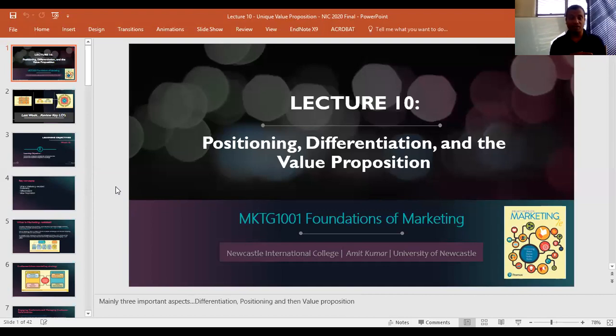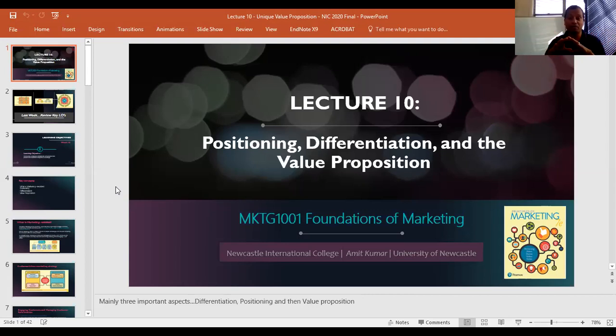You could see there are three different conceptual constructs which we will try to understand in today's session with lots of company specific examples. But keep in mind, all these three concepts come together: positioning, differentiation, and value proposition. All these three concepts are interrelated. So we'll see how they are interrelated, but individually, we will try to understand positioning, differentiation, and value proposition in depth.